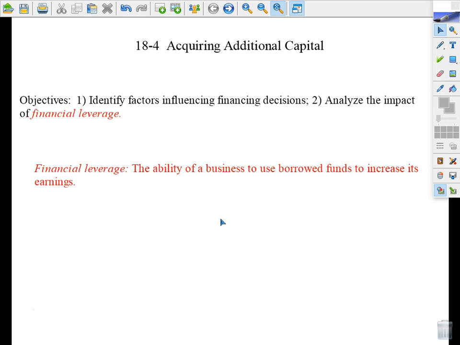Well, today we're going to primarily look at the second of these two objectives, and that is the impact of what we call financial leverage. And if you want a textbook definition of leverage, it's that. It's basically the business ability to take borrowed funds and increase their earnings, okay? Increase the performance of your company by borrowing money.